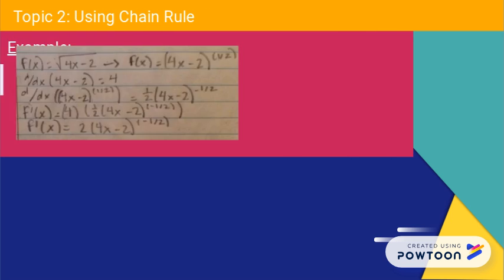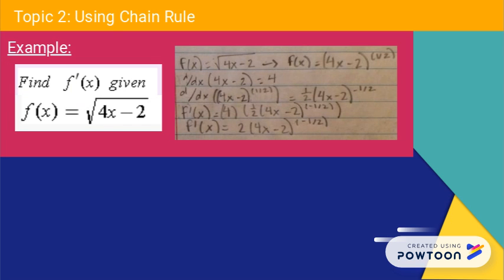So when dealing with roots, it's always better to rewrite the root into exponential form, which is what happened in this case. So after finding the derivative of g of x, which in this case is 4x minus 2, and after finding the derivative of f of x, which in this case is 4x minus 2 to the power of 1/2, we get that our derivative of the function is 2 times 4x minus 2 to the power of negative 3 over 2.